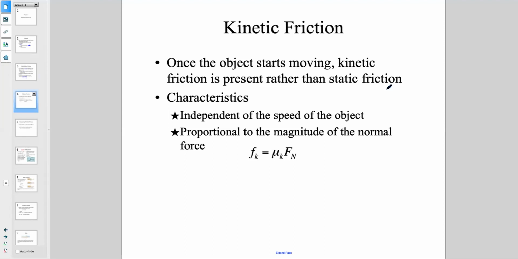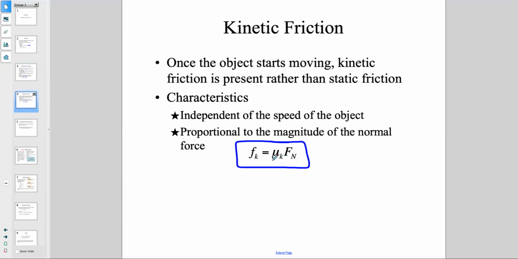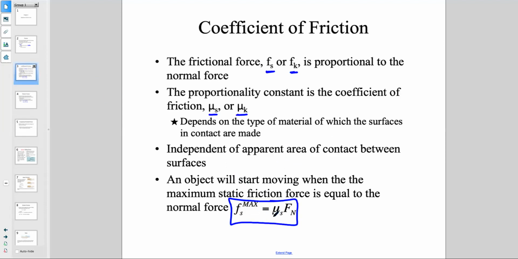It is independent of the speed of the object, it does not matter with what speed the object is moving, and it is proportional to the magnitude of the normal force. So in other words, we have F of K equals mu K times F of N. And if you remember, we have F of S max equals mu S times F of N. So the only difference between F of S max and F of K is that we have a coefficient of mu K here, and a coefficient of mu S here. And they are different, and they are usually given to you in a problem, okay?